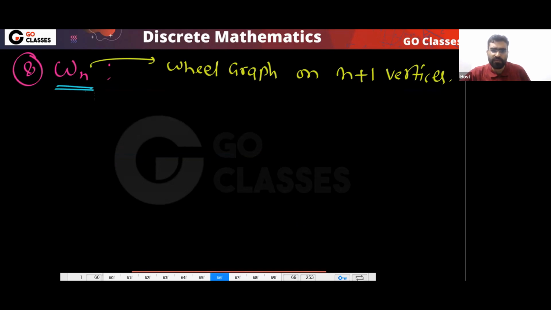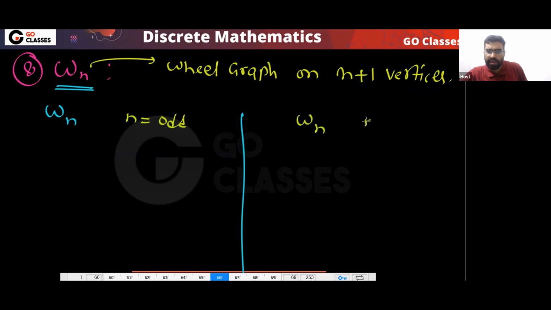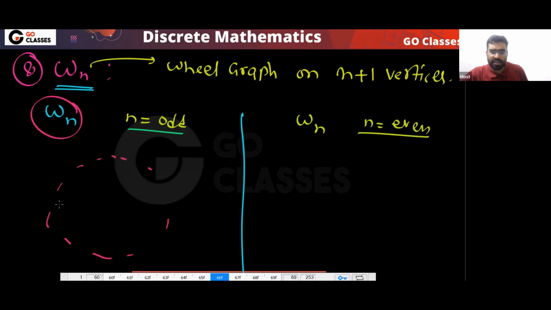For the wheel graph, you can think like this. There are two types of wheel graph. One is Wn where n is odd, which we get from an odd cycle, and one is Wn where n is even, which we get from an even cycle. So for Wn where n is odd, we get it from an odd cycle. It means there is an odd cycle around you.